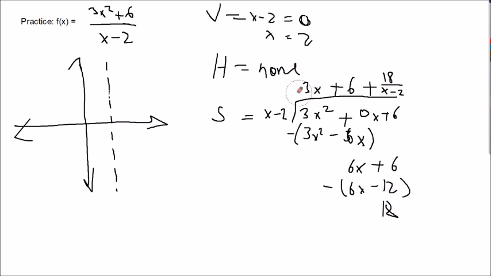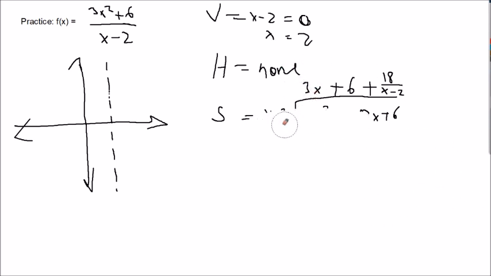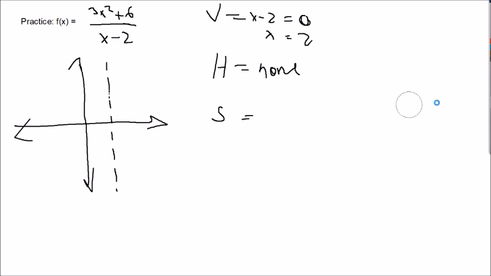So our slant asymptote is 3x plus 6. Let's erase this. Our slant asymptote is 3x plus 6. So I'm going to draw the slant asymptote. It will probably look something like this. 6 is probably somewhere like here, so it will probably look something like this. Okay, that'll probably be the slant asymptote. So yeah, it looks something like that.